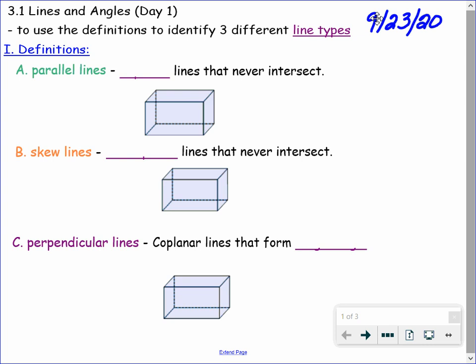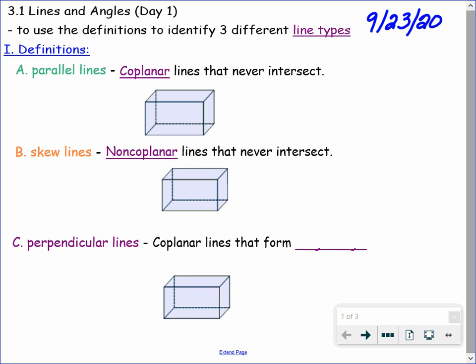But the difference is that parallel lines are called coplanar. So coplanar, remember, means on the same plane. So they're on the same floor together, the same ceiling, the same wall together, whereas skew lines are non-coplanar. So they would not be on the same floor together or the same ceiling.